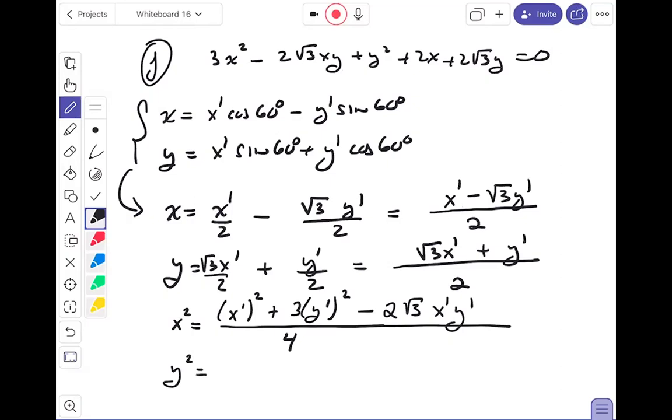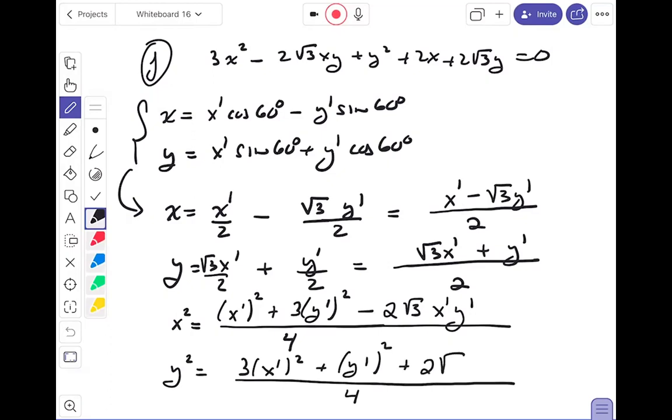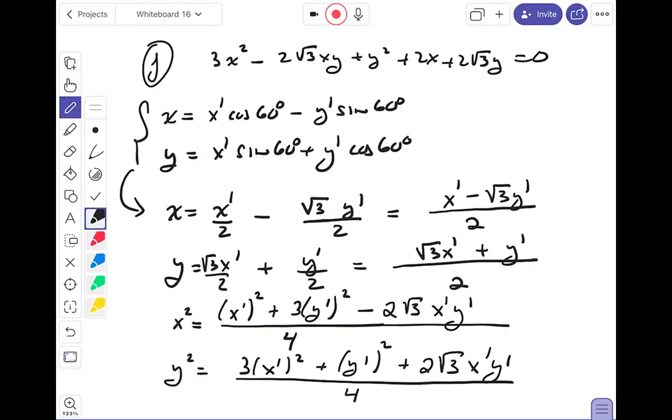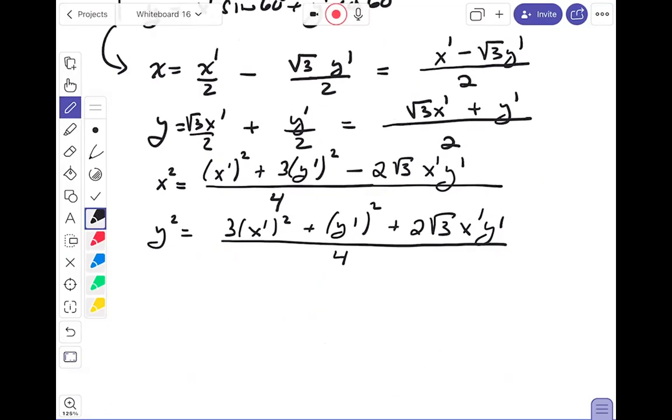I got to do y squared. What do you get there? 4. I would get 3x prime squared plus y prime squared plus 2 root 3 x prime y prime. Well, that's done. What else do I need to do?